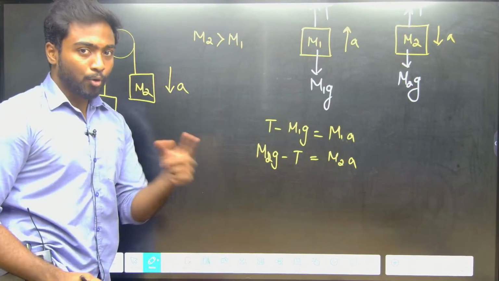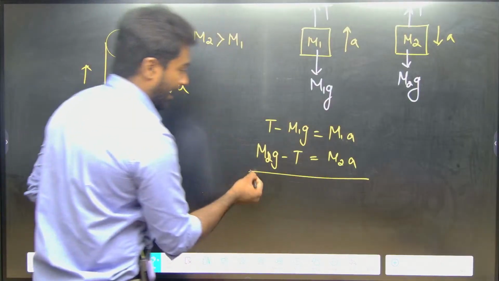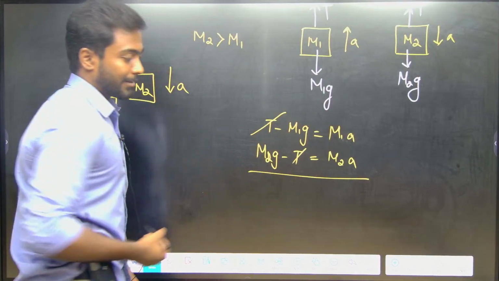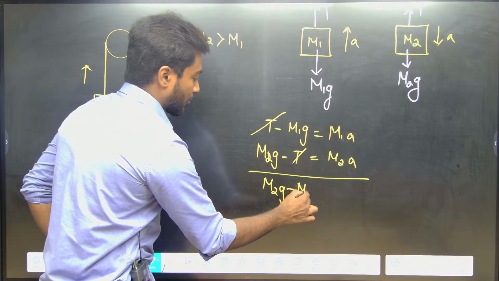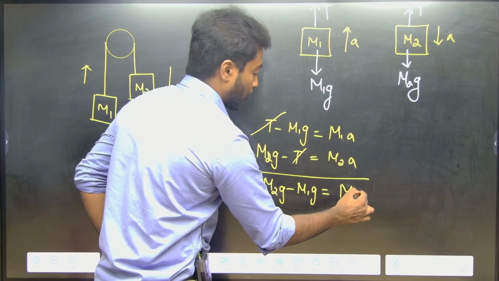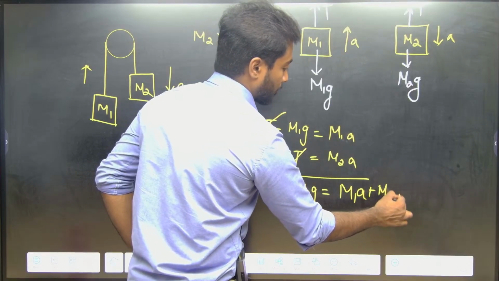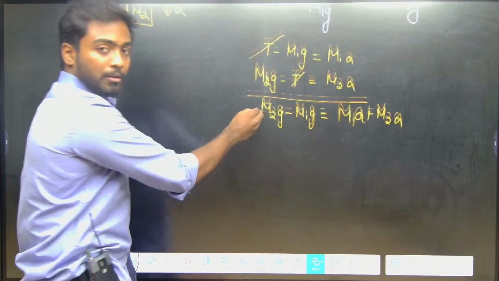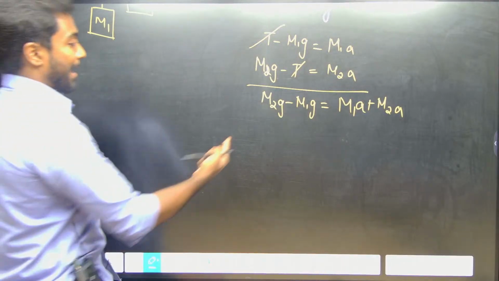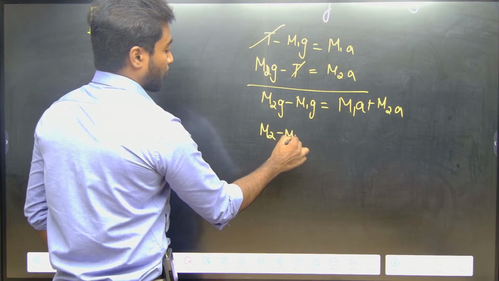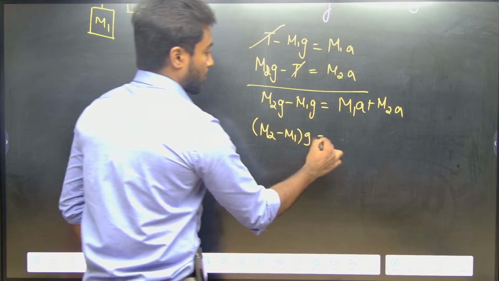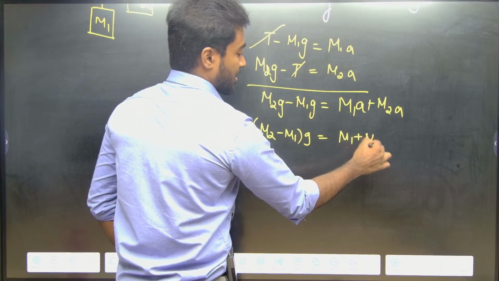If I add both of them, what happens? Tension and tension will get cancelled off. This one is M2g minus M1g equals to M1a plus M2a. Got it? So from this, I can take g commonly outside. M2 minus M1 times g should be equals to M1 plus M2 times a.